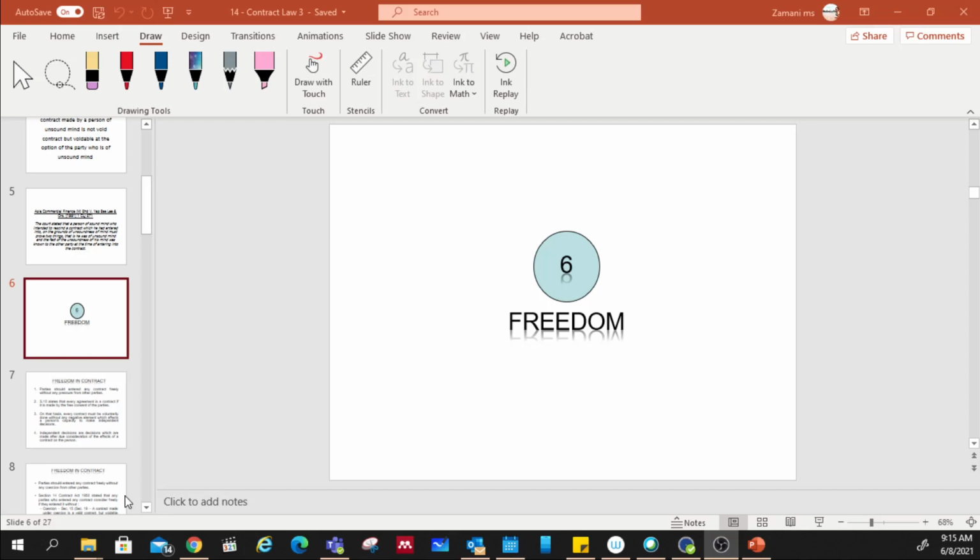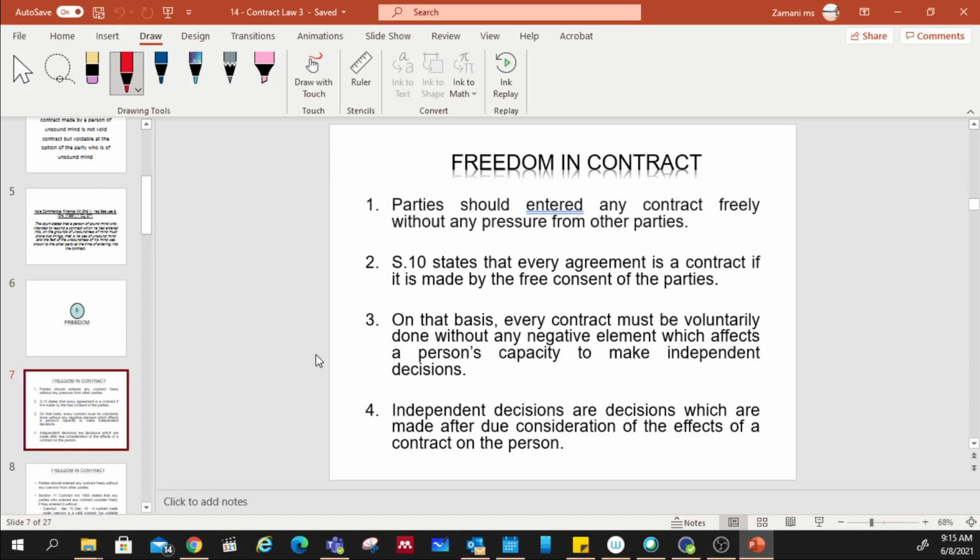Okay, on the next elements of the offer. So for the sixth one, you have the freedom. What is freedom? The freedom is that parties should enter any contracts freely without any pressure.